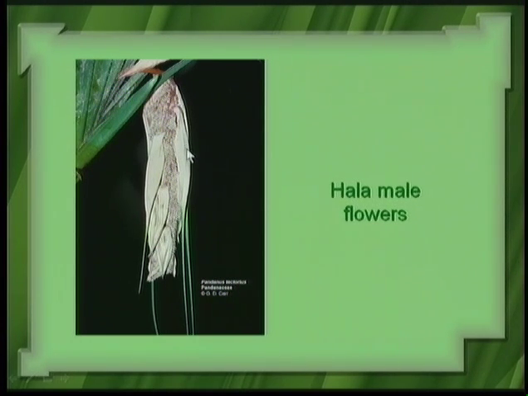These bracts were actually used to make sleeping mats for high ali'i. They're fragrant, and the pollen from the male inflorescence was considered an aphrodisiac. It's supposed to be very sweet smelling. So here you have a male inflorescence on a male tree, which makes it dioecious.